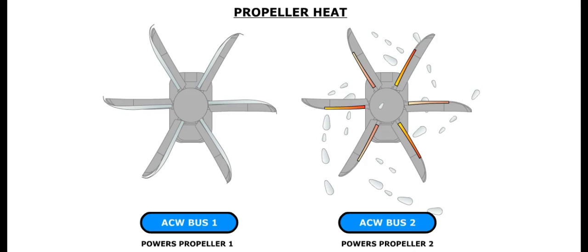The inner leading edges of the propellers are electrically anti-iced. The heat decreases the adhesion strength of the accreted ice, which then causes ice built up on the propellers to shed by centrifugal effect. Propeller heat is powered by the respective AC wild bus.